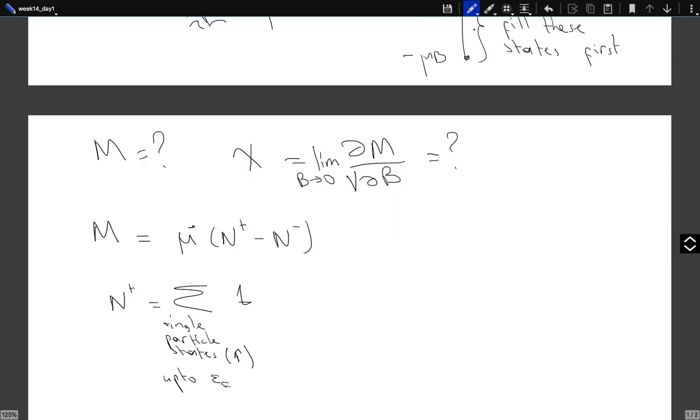So the first question is, how many up states are there up to the Fermi level? Well, we can just replace this summation by an integration over the momentum and the volume, over h cubed, up to, let's say, p_F plus the momentum of the spin-up particles at the Fermi level.